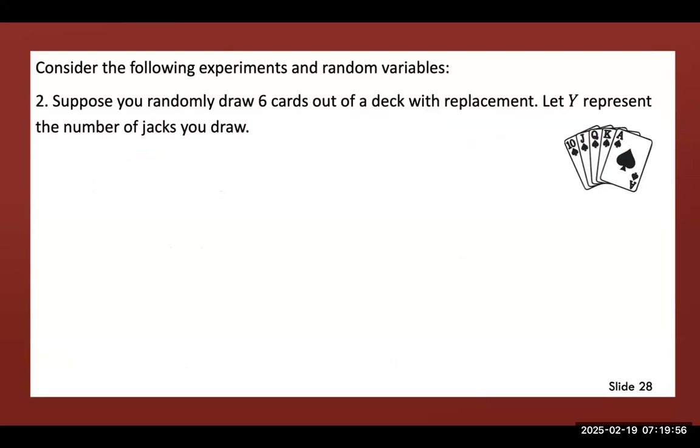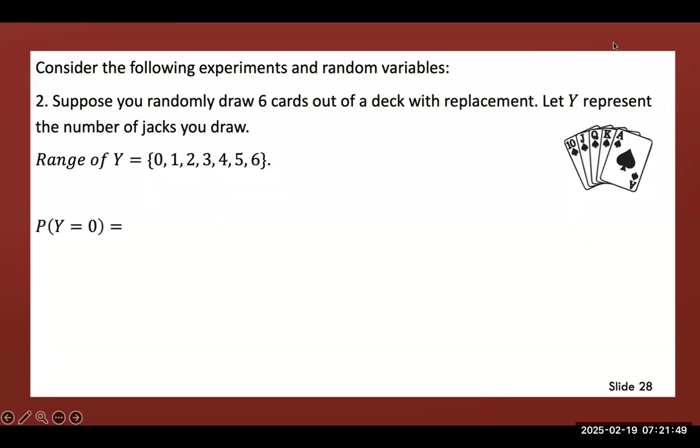I'm going to do one more, and then we're going to learn how to plug this into the calculator. So suppose you randomly draw 6 cards out of a deck with replacement. Let y represent the number of jacks you draw. Okay, what is the range of y? So y, if I'm drawing 6 cards out of a deck with replacement, I could get no jacks. I could get 1, 2, 3, all the way to 6 jacks. Don't forget the 0. That's a possibility. You could have no jacks whatsoever.